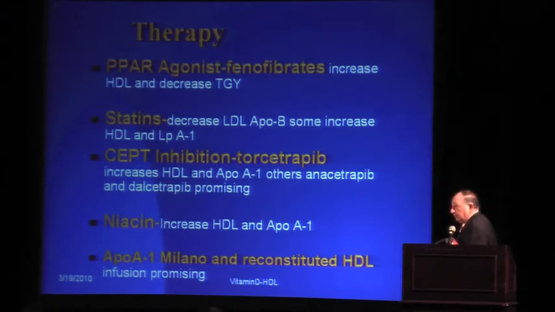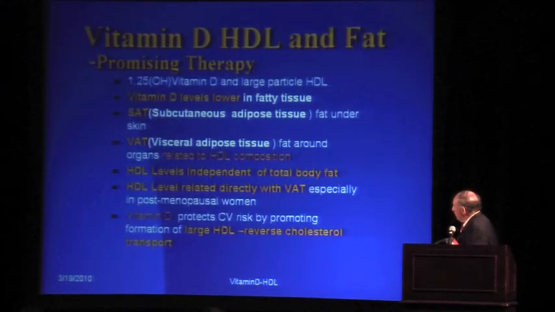Niacin has been pointed out, or B3, increases HDL and ApoA1. And we now have infusions of ApoA1 Milano, which has been described, and reconstituted HDL, which we can start infusing to raise HDL. These are promising new therapies that are out there and possibly in the future.